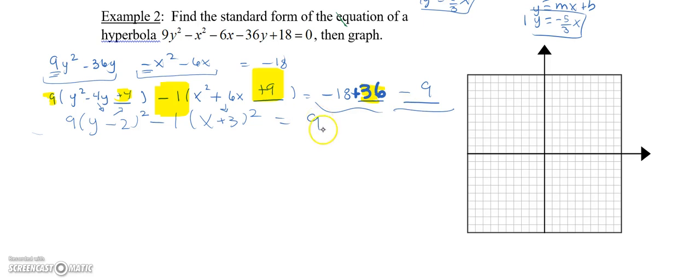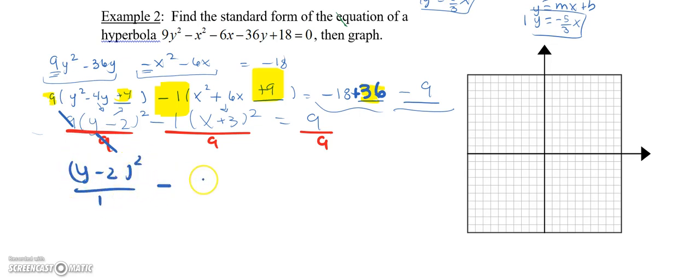So now, to do standard form, you have to set it equal to 1. So I have to divide every single term by 9, because I want it to equal 1 on the right-hand side. So my 9's are canceling here. So I'm left with y minus 2 squared over 1 minus x plus 3 squared over 9, nothing canceled, equals 1. So now I have my standard form equation, and I can see that the y is coming first, so I can use that information to graph it.